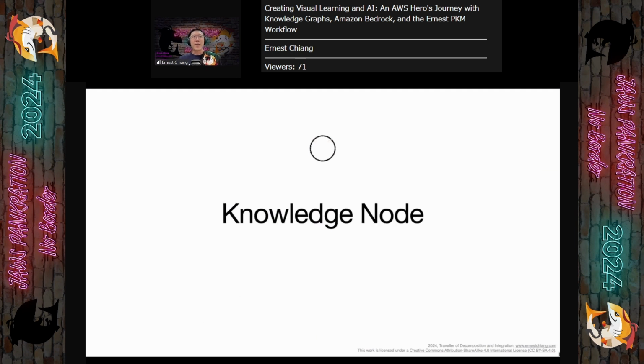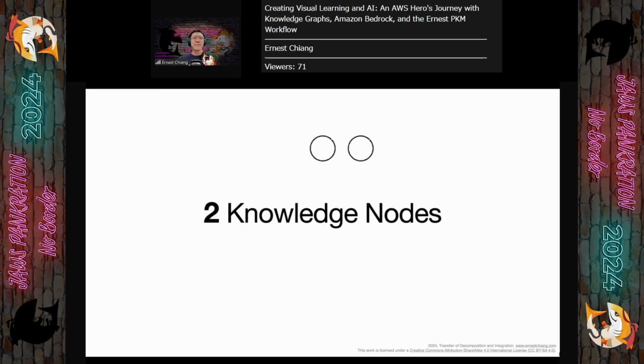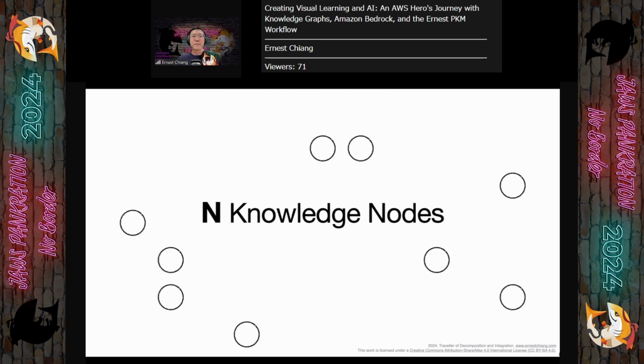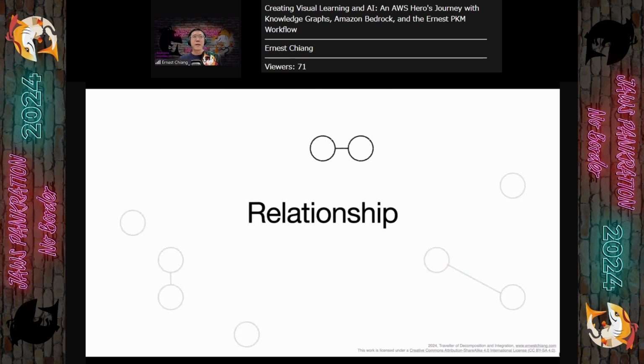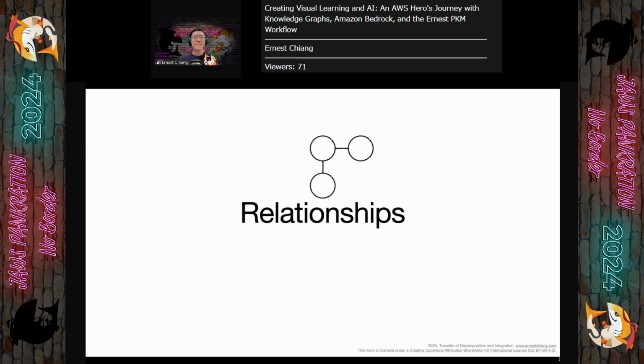We can mark it as a knowledge node, one knowledge node. If we have the first one, we usually have the second one. Therefore, we got two nodes and a lot of nodes. Between nodes, we can find the relationship. This is today's knowledge toolkit number one.